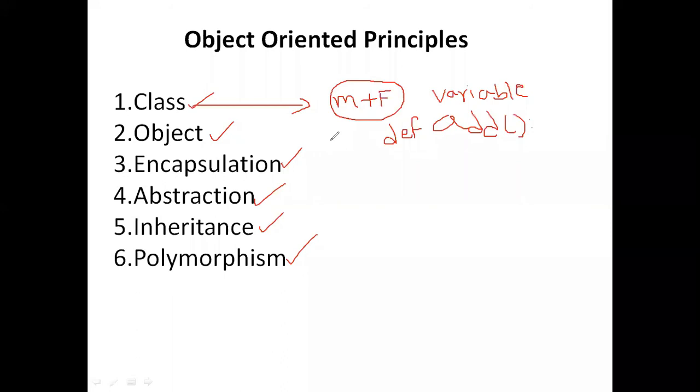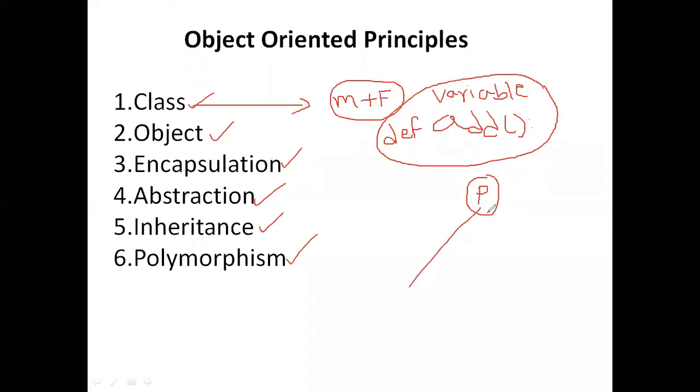Now, what is a class? A class is a combination of variables and functions. That means if you have any big problem, that problem is divided into subproblems. For example, P1, P2, and P3. Let us assume.